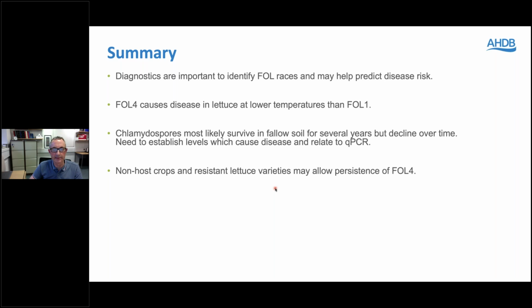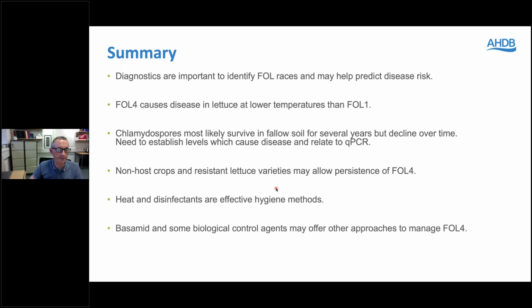Non-host crops and resistant lettuce varieties may allow persistence of race 4. Heat and disinfectants seem to be effective hygiene methods, and Bazimid and some biological control agents may offer other approaches to manage FOL4. And finally, there's still an ongoing need then to develop new FOL-resistant lettuce lines.